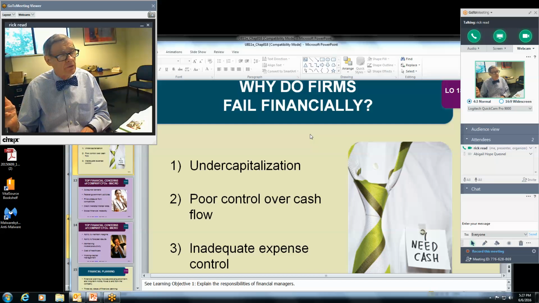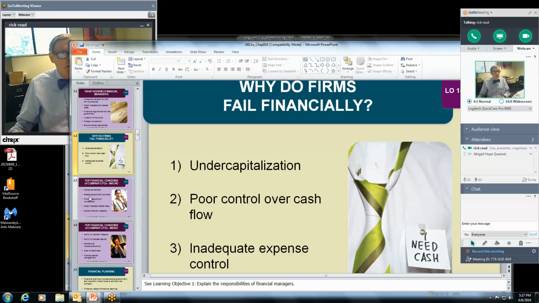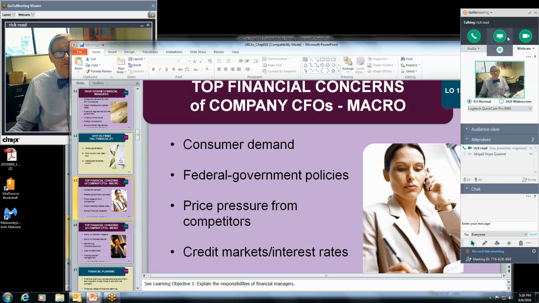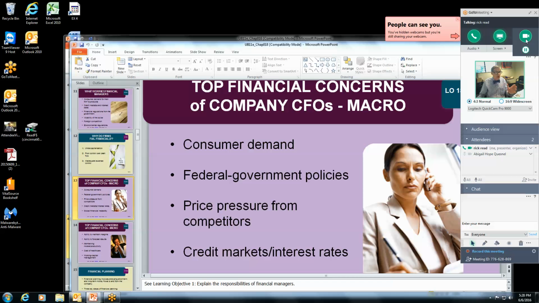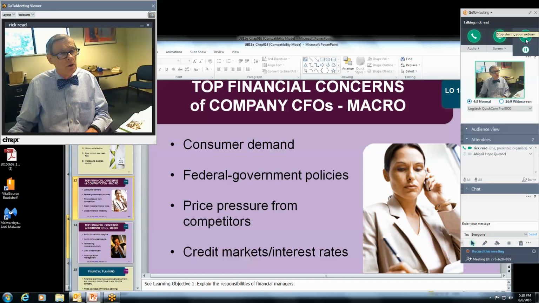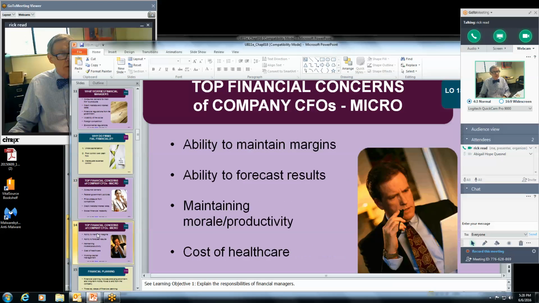Why do firms fail? Well, talk about undercapitalization, that's one thing. But the biggest item here, as far as I'm concerned, is you know where the cash is. And if you don't know where the cash is, you're really going to have a lot of problems. This just gives you financial concerns for CFOs at the macro level. We talked a little bit about this before. The other big thing here is competition and, of course, credit markets and interest rates.